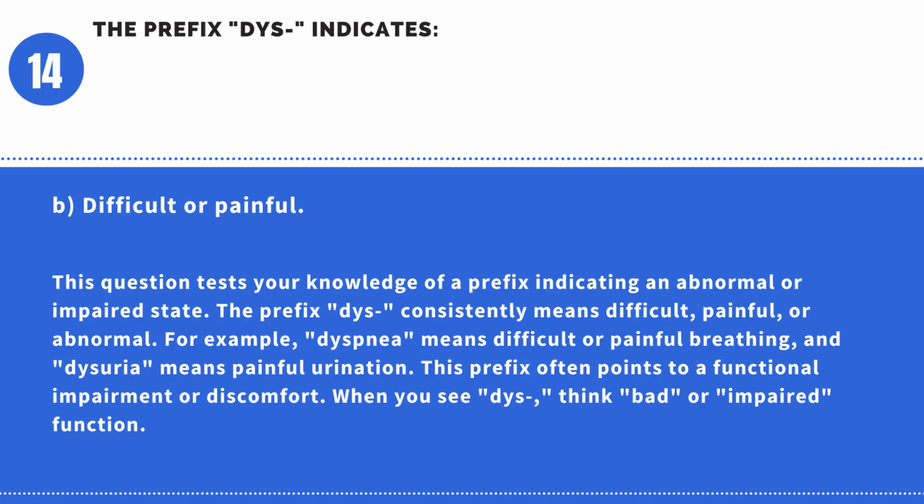Answer, B. Difficult or painful. This question tests your knowledge of a prefix indicating an abnormal or impaired state. The prefix dys- consistently means difficult, painful, or abnormal. For example, dyspnea means difficult or painful breathing, and dysuria means painful urination. This prefix often points to a functional impairment or discomfort. When you see dys-, think bad or impaired function.